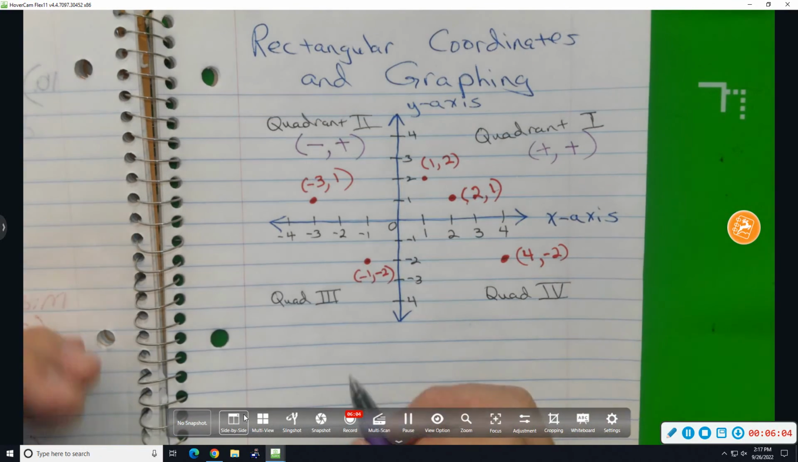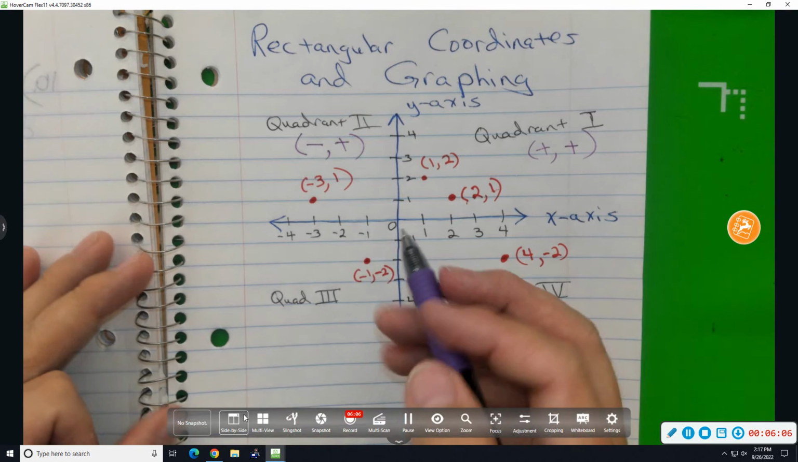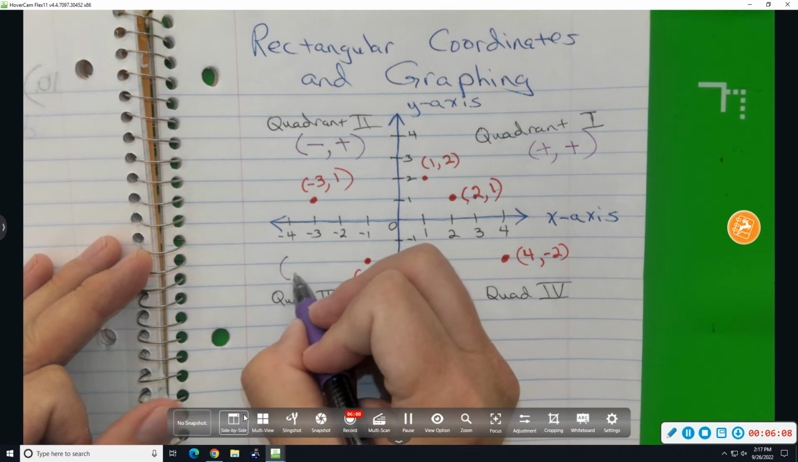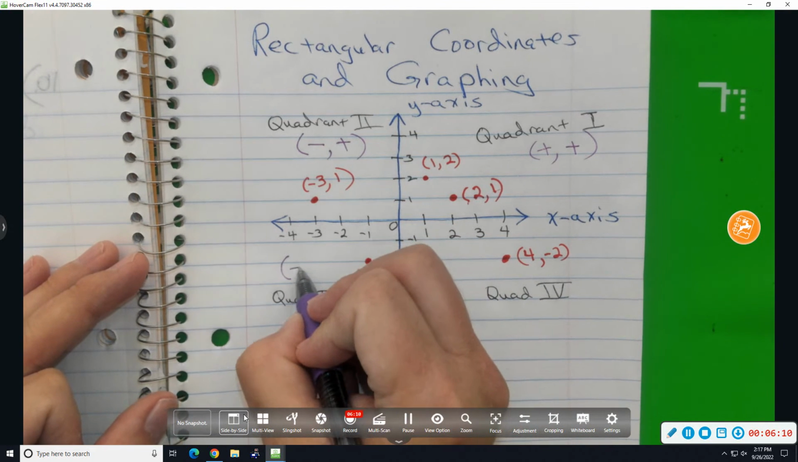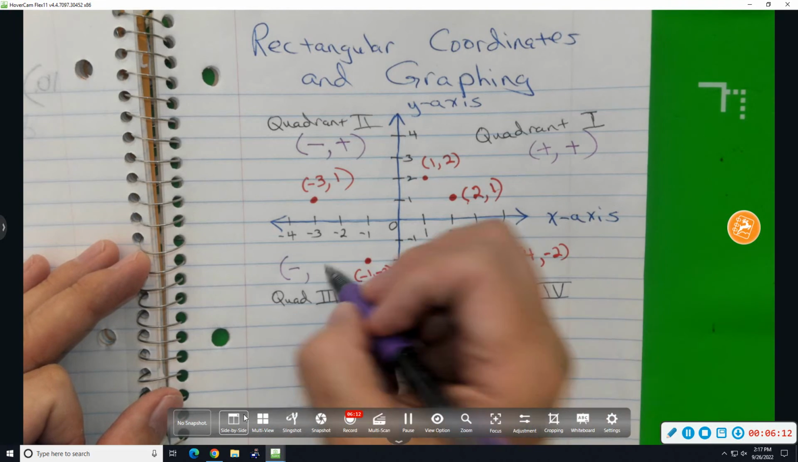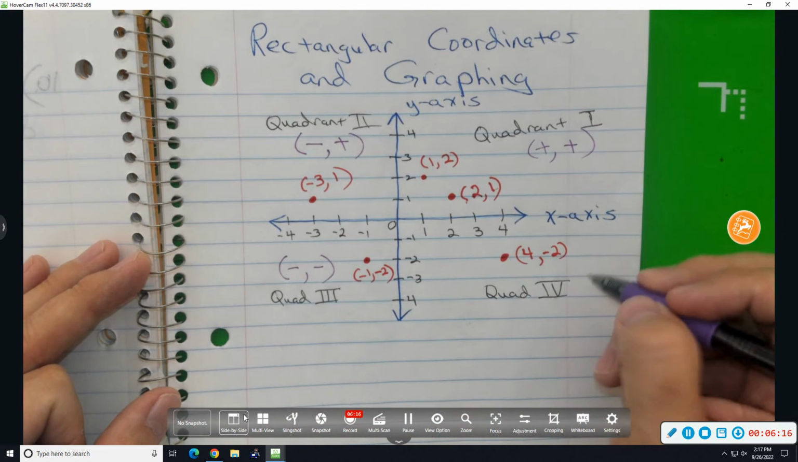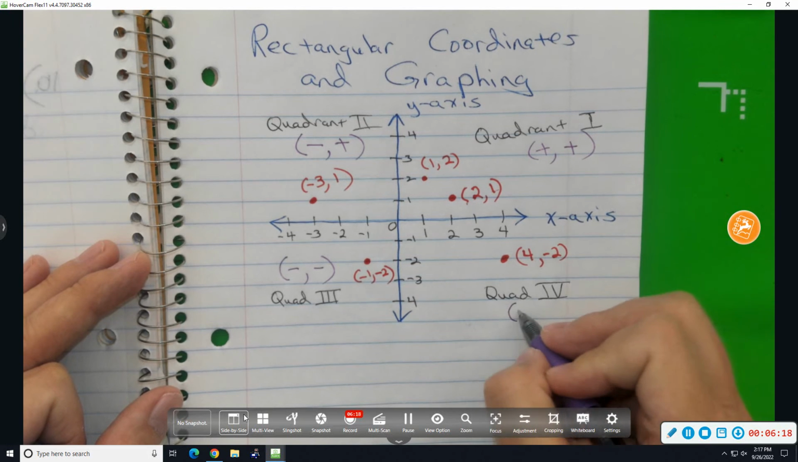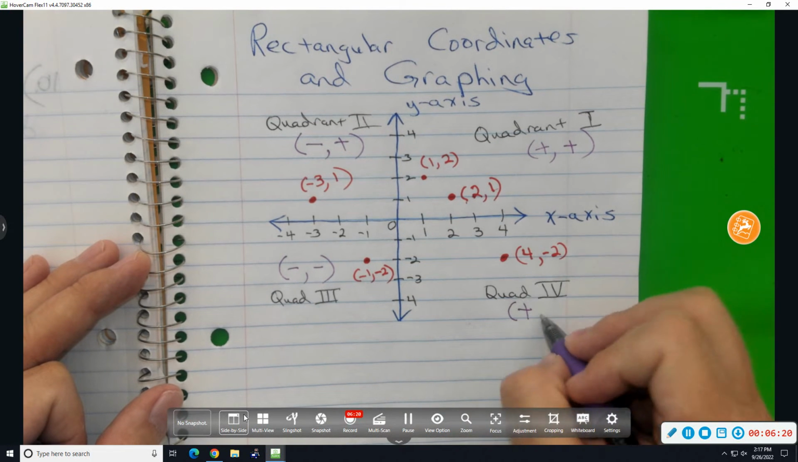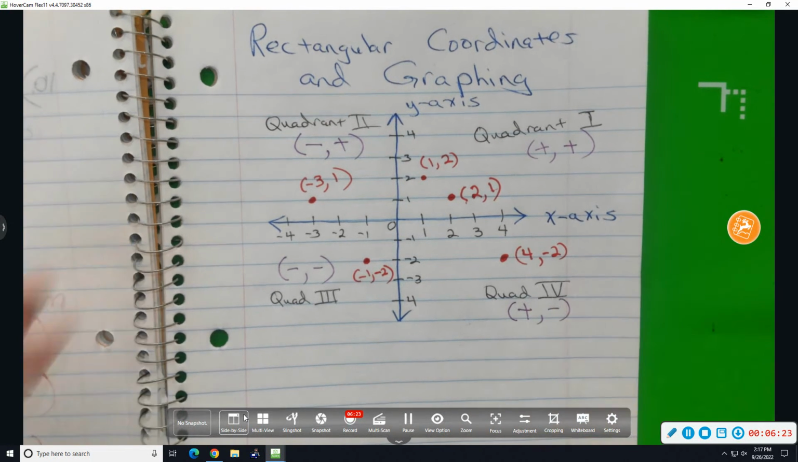Following that same logic, what can we conclude about quadrant 3? The x-coordinate has what sign? And the y-coordinate? Negative as well. I agree. Left and down. Quadrant 4, okay, positive. You're going to the right and then negative.